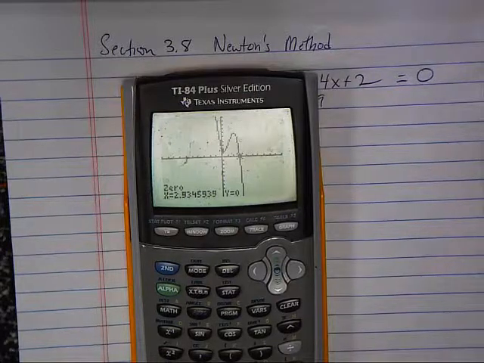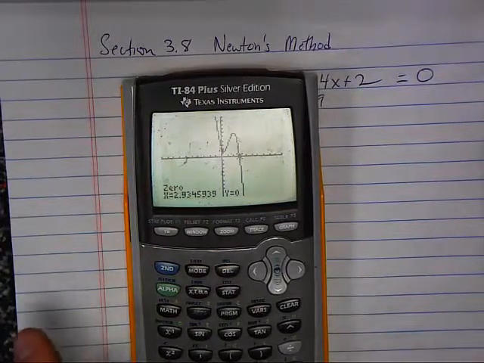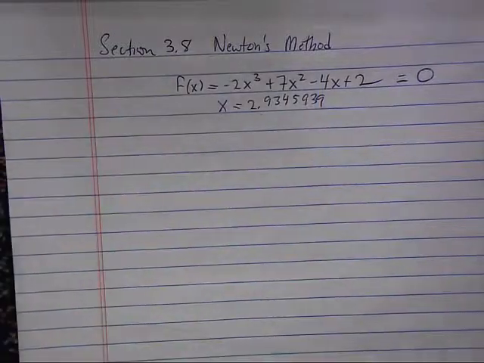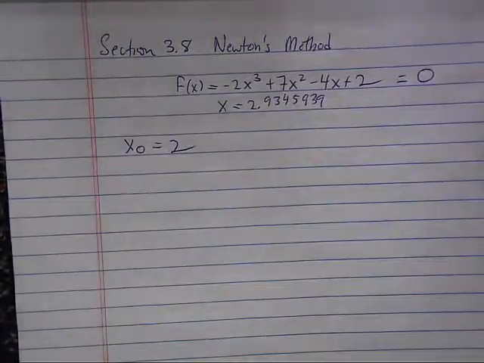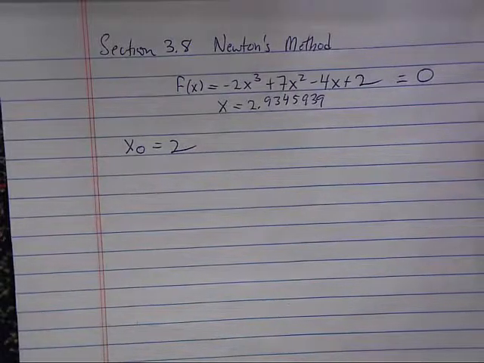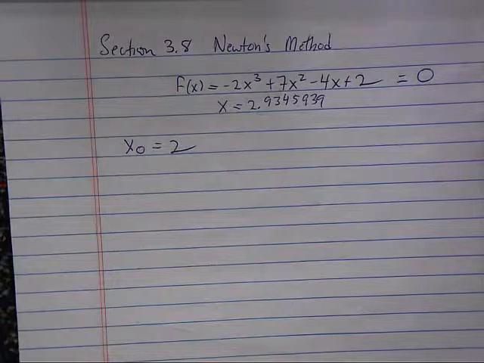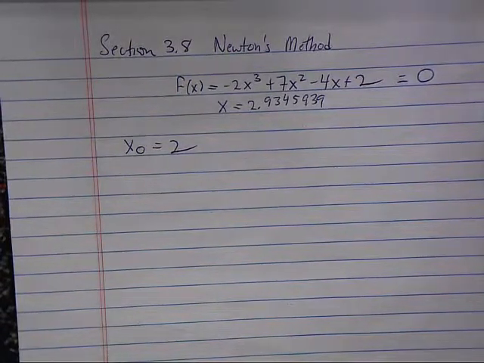So in this case, I'm going to pick the first value. I'm going to pick x equals 2. Is x equals 2 fairly close to the answer? A little bit. That's not too bad. All right, so I'm going to pick my starting value, x0, to be 2. And what I'm going to do is find the equation of the tangent line at x equals 2. How do I find the equation of the tangent line? I find the derivative.